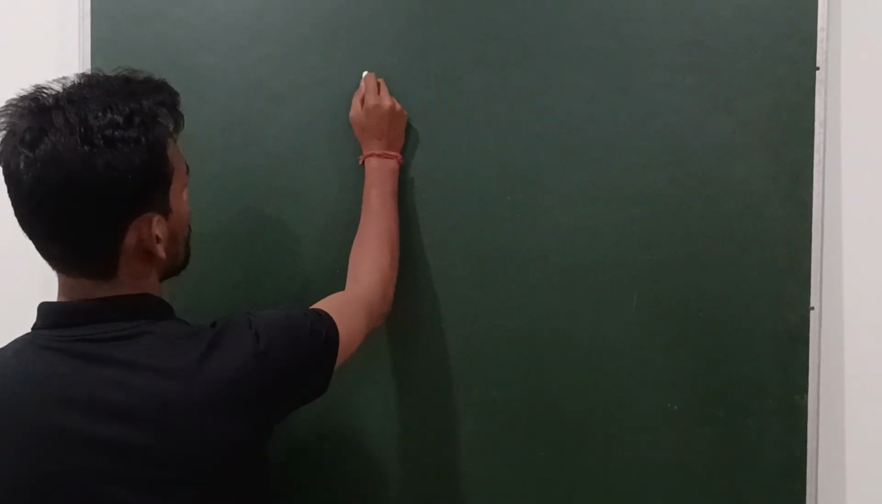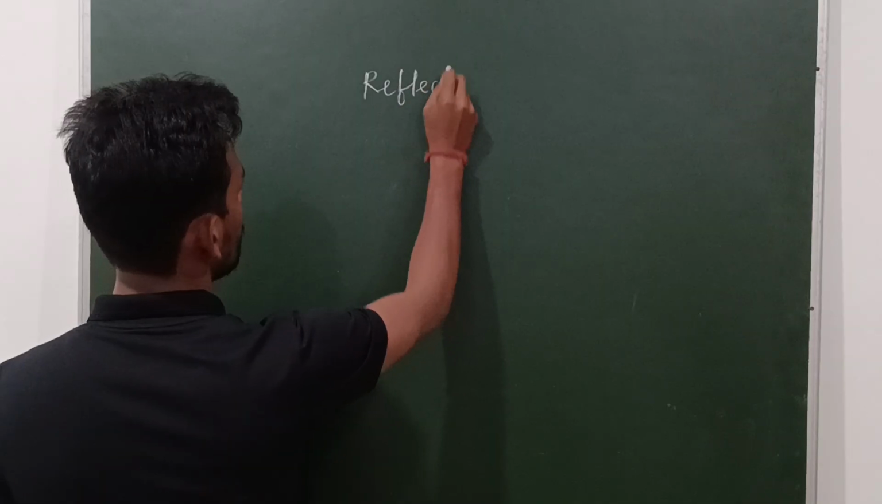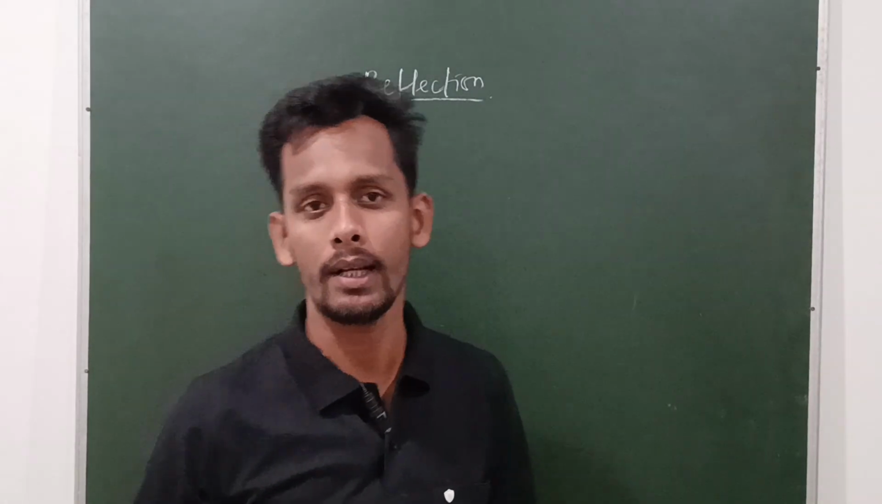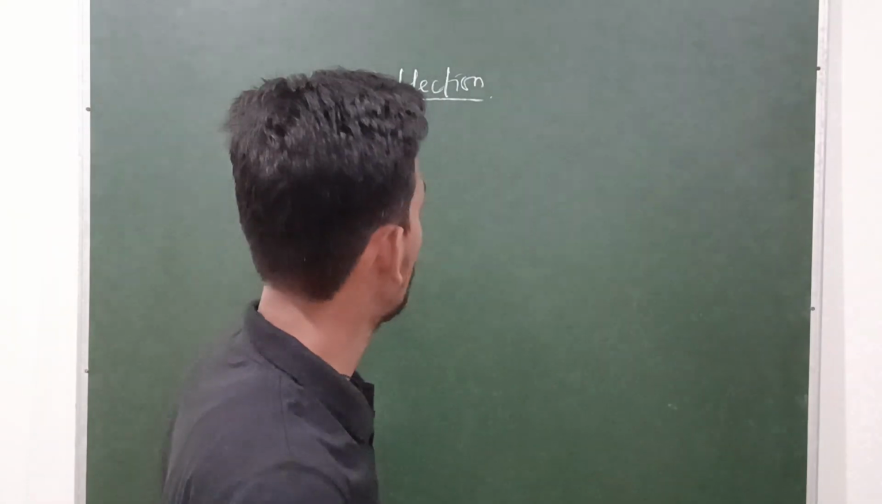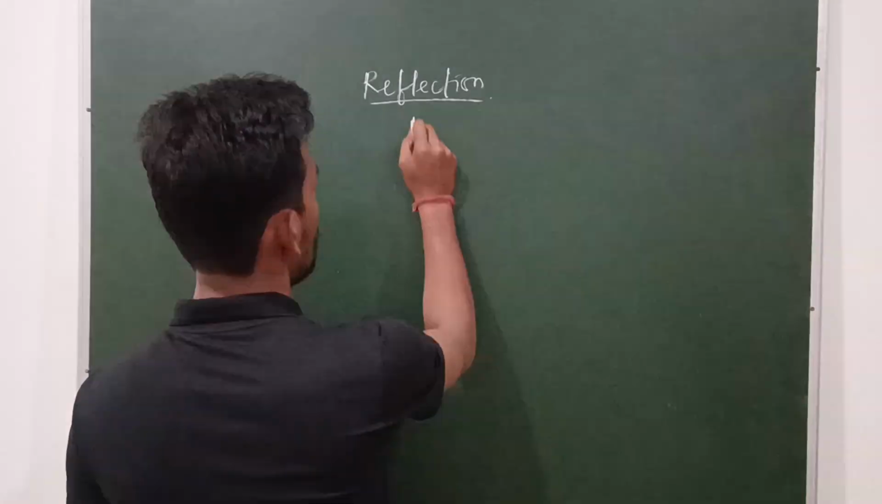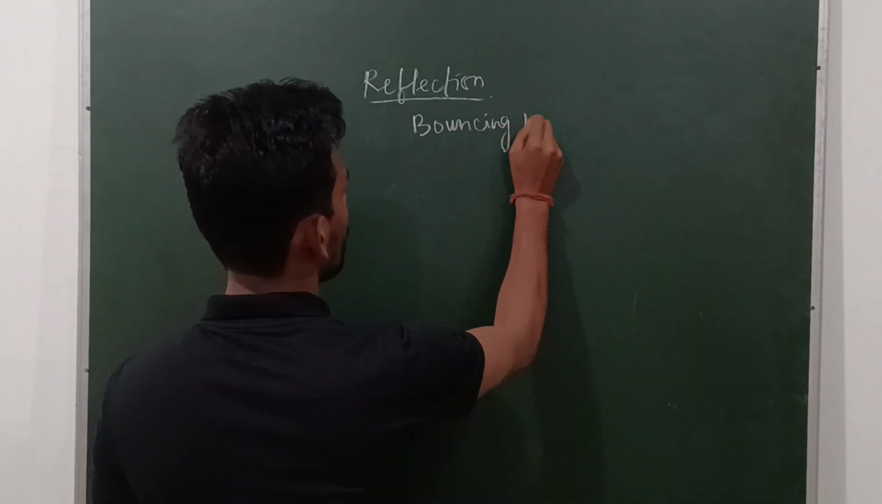Hello students. So today, from the rest of the previous chapter, we will start the topic of reflection, chapter 1 of physics of class 10. I have already told that reflection means bouncing back of light. Yes, reflection is the bouncing back of light.